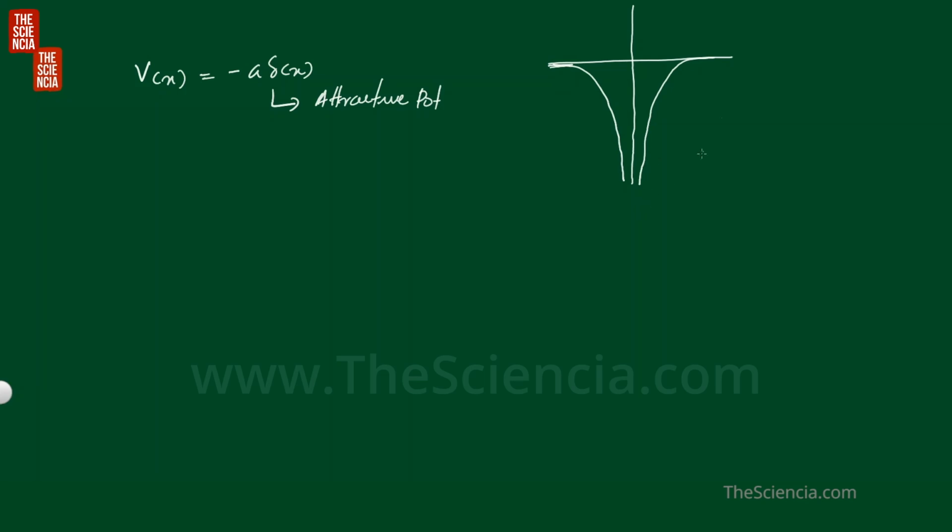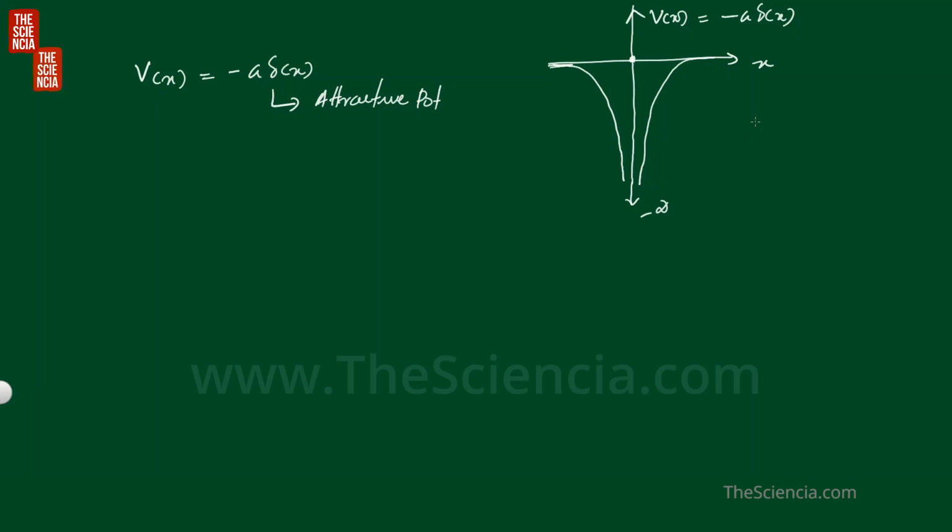Inverted, right? And this is V of x, and V of x is equal to minus a delta of x, and this axis is the x axis. And when the x value is equal to 0, the value of the Dirac delta potential is minus infinity.